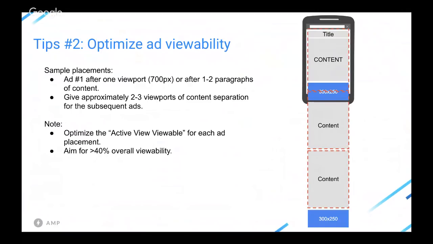And give approximately 2 to 3 viewports of content separation for the subsequent ads. So when a user scrolls through, then the second ad should be there. And like said, optimize the active view viewable for each ad placement, and always for mobile, aim for more than 40, even better, 50% viewability.